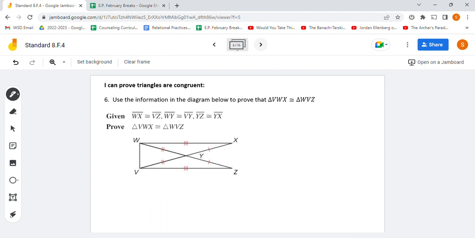Our task on this next activity is to prove that we have two congruent triangles. There's lots of information on here. So let's identify what we are trying to show.